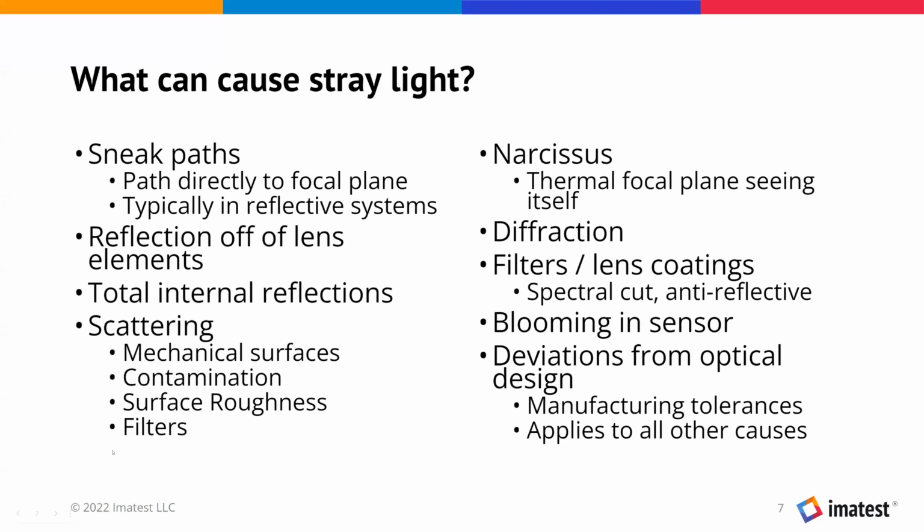What can cause stray light? There are a lot of potential causes. I am not an optical engineer, so I cannot go into detail into all of these, but you'll have reflections off of various lens elements or the housing for the lenses. You could consider diffraction spikes to be stray light. Filters, lens coatings, those types of things can produce reflections. There's a whole lot of issues or design, optomechanical design things that can lead to stray light.